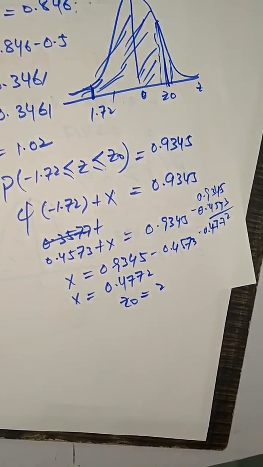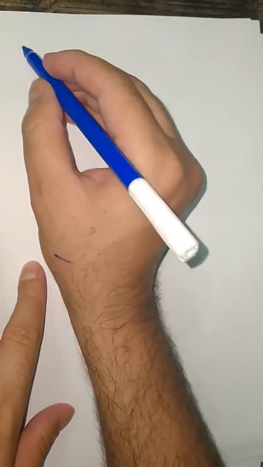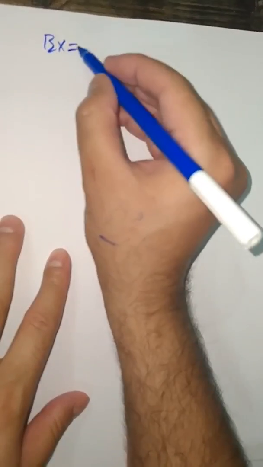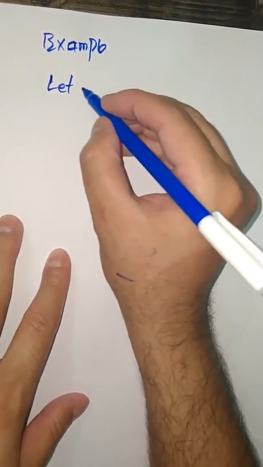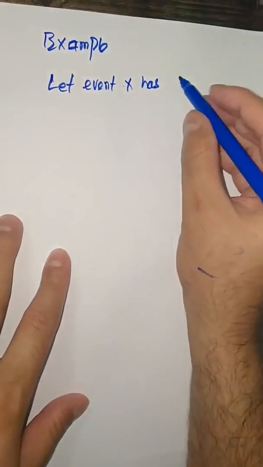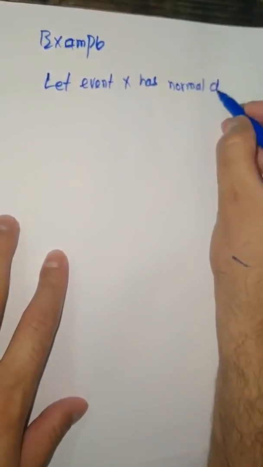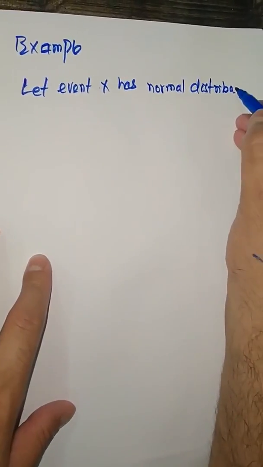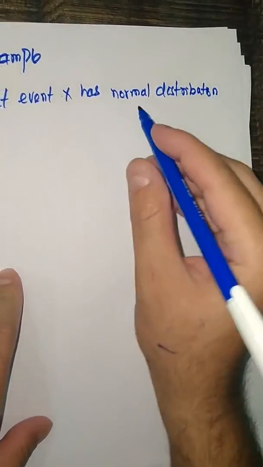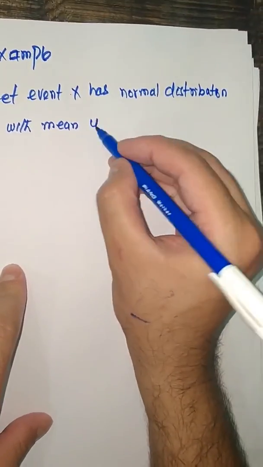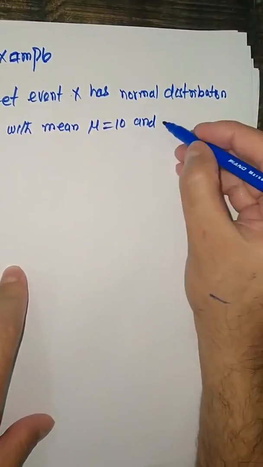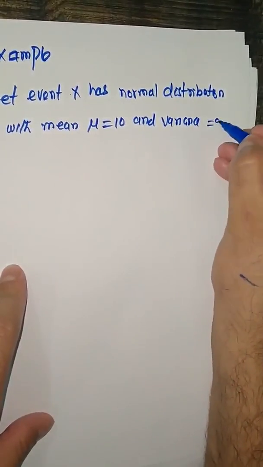Let's solve another example. Let event x have normal distribution with mean mu is equal to 10 and variance is equal to 9.